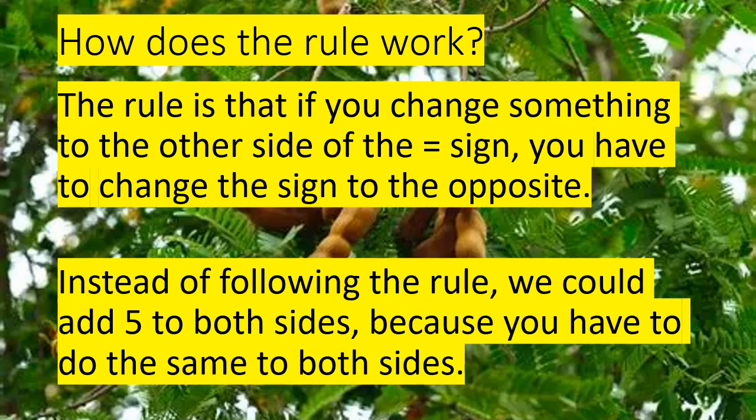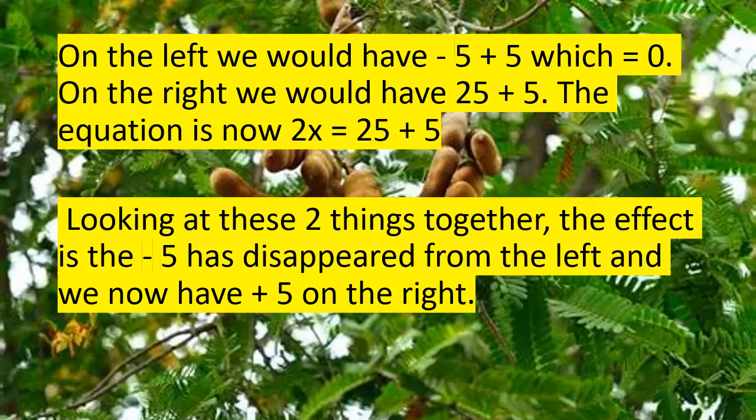So how does the rule work? The rule is that if you move something to the other side of the equal sign, you have to change the sign to the opposite. Instead of following the rule, we could add 5 to both sides, because you have to do the same thing to both sides. So on the left, we would have minus 5 plus 5, which is 0. On the right, we would have 25 plus 5, and the equation is now 2x equals 25 plus 5.